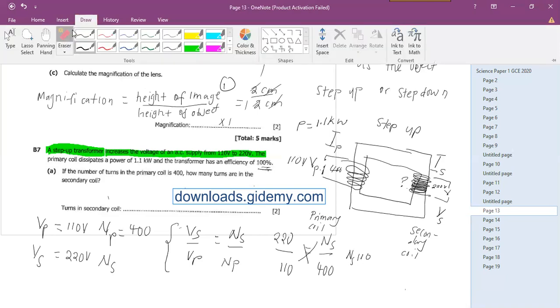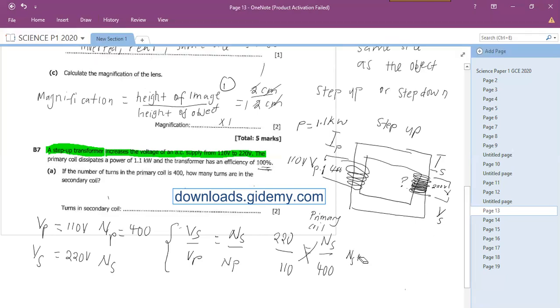Let me just give myself more room to calculate. If we cross multiply there, we're going to have 110 multiplied by number of turns in the secondary coil is equivalent to, you get your calculator. You get your calculator and you multiply 220 by 400. That will give you 88,000.